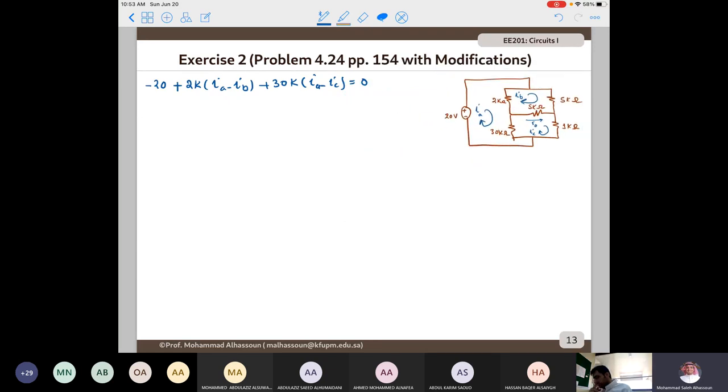Okay, very good. So if I simplify it, I will end up with 32k IA minus 2k IB. When I say 2k, 32k, it means 32,000, etc. But I'm not going to write the zeros.